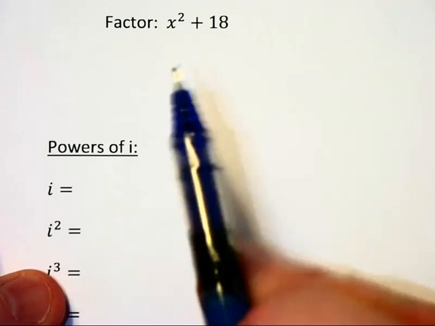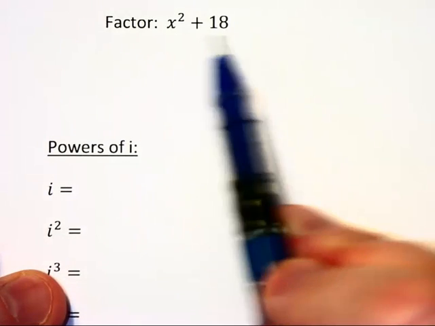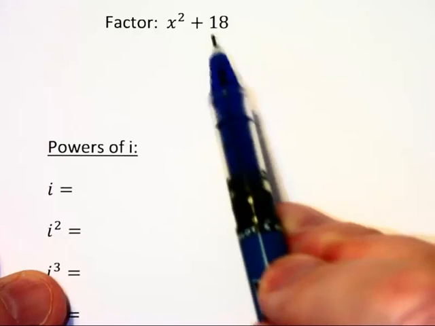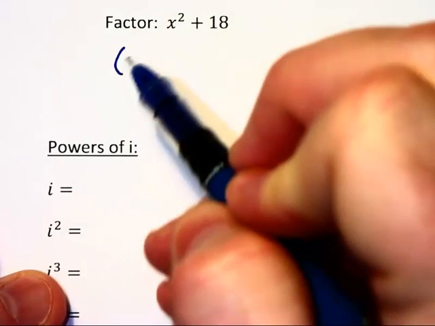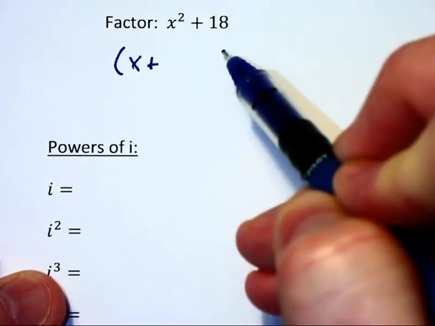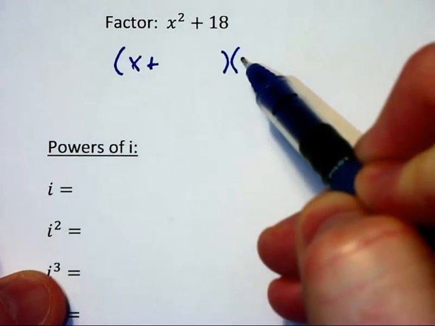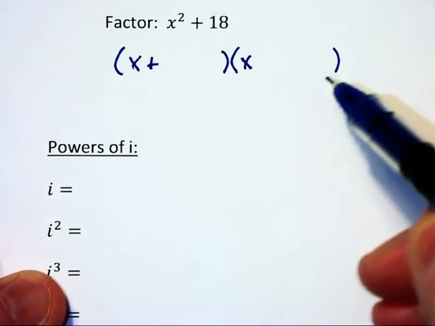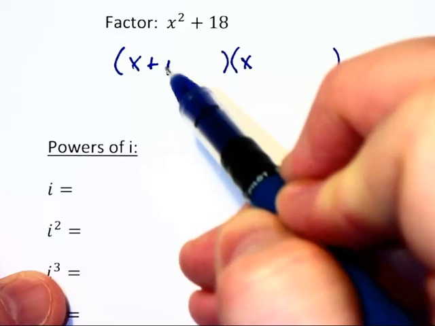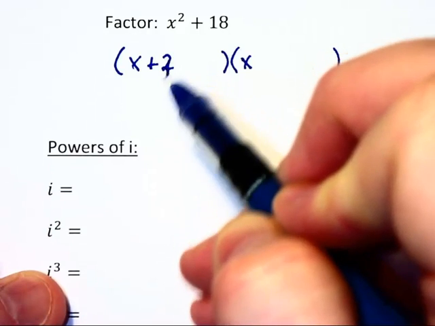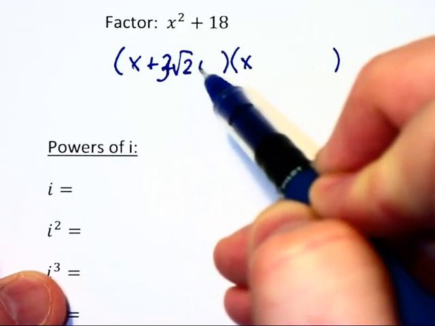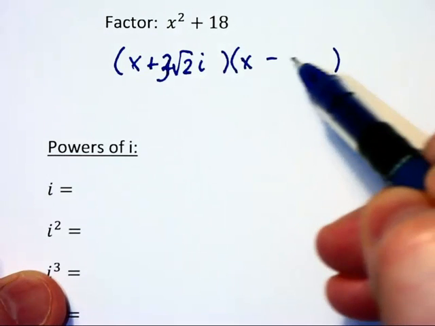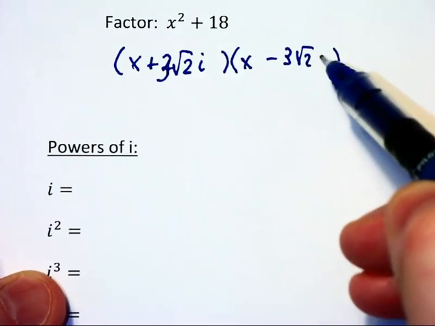Most of us are uncomfortable factoring this using real numbers or even with that root 18 there, but we can do what we just did a moment ago. x plus the square root of 18, x minus the square root of 18, and stick an i at the end. And the square root of 18 is actually 3 root 2. So x plus 3 root 2i and x minus 3 root 2i.